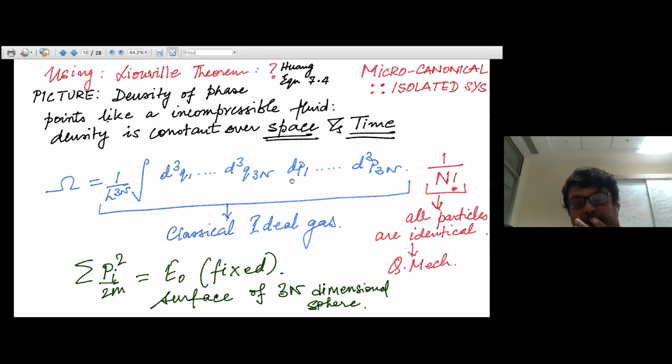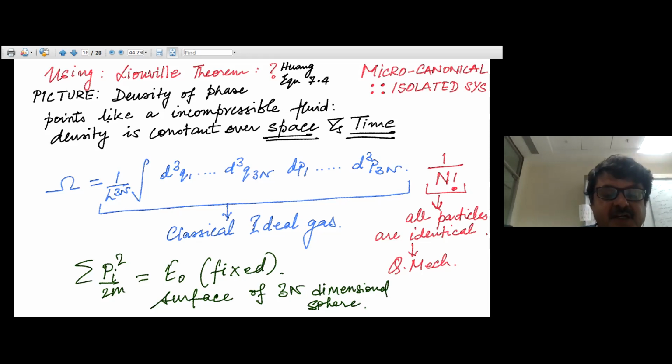Now, remember when the particles explode with different values of momenta, they're allowed a huge range, as long as this is kept constant. This constraint has to be maintained. And if you notice, this is essentially the surface in a 3n dimensional sphere. Right? So this is the surface of a 3n dimensional sphere. This is the equation of a sphere, if you like.